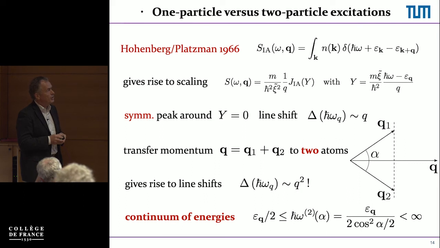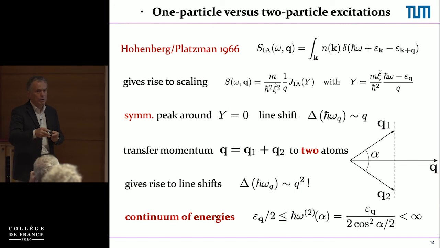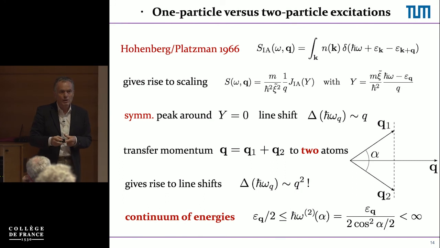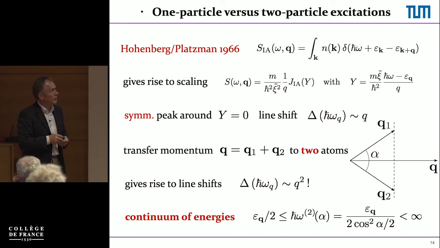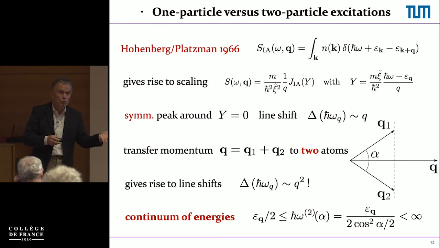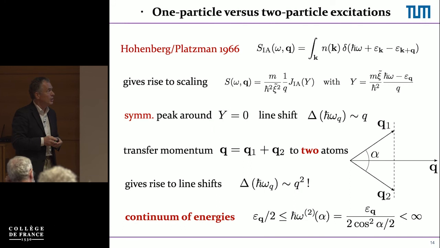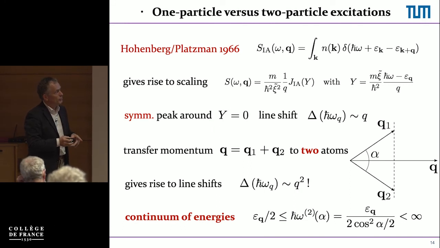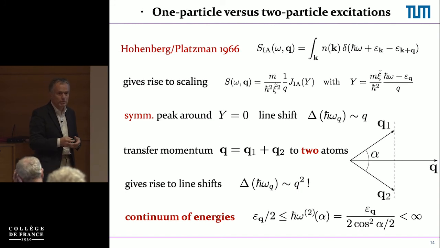The least energy I get is when I have a collinear process, where I have q over 2 in the same direction. Then, since the energy is quadratic in q, the energy starts at the free particle energy over 2, a factor of 2 below, and you can go up to arbitrarily high energies if you have a bad angle. So you see there's a different scaling of the width. Here it's q, and here it's q squared. So these two approximations are completely different.